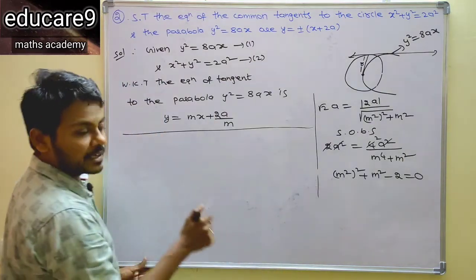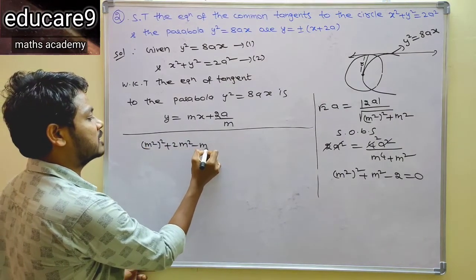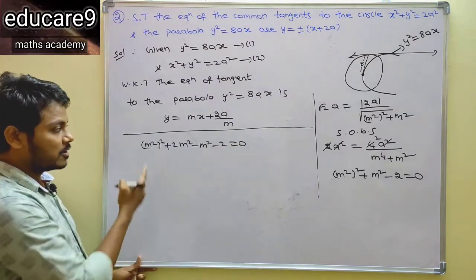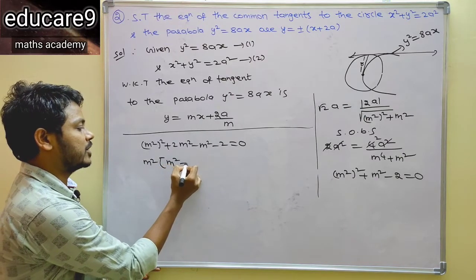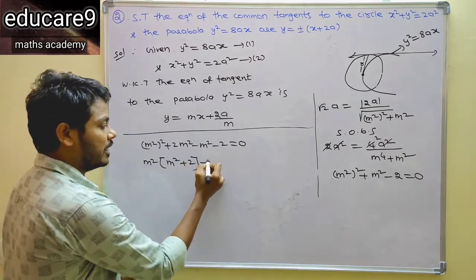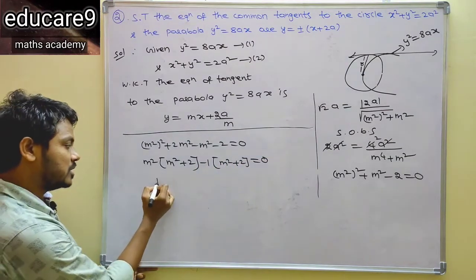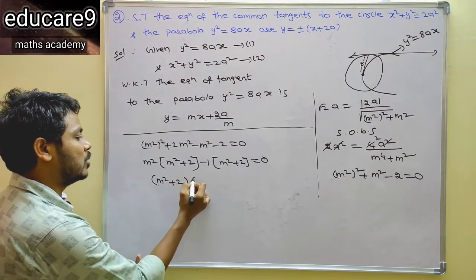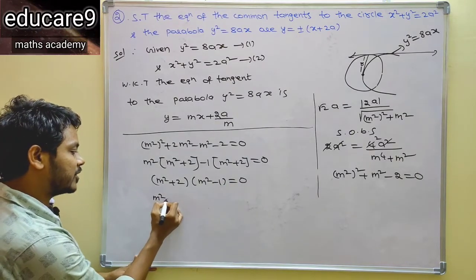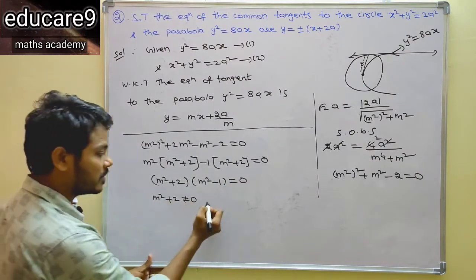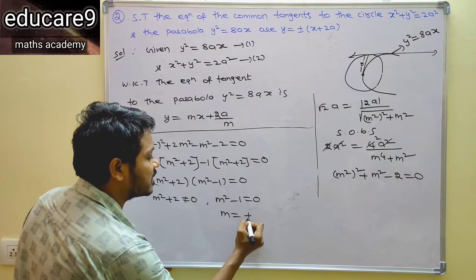So here this can be written as m square whole square plus 2m square minus m square minus 2 is equals to 0. From the first two terms m square is common. You will get m square plus 2. And here minus 1 is common. You will get m square plus 2 is equals to 0. So this is m square plus 2 into m square minus 1 is equals to 0. So clearly m square plus 2 is not equals to 0. So m square minus 1 is equals to 0. So clearly m is equals to what? Plus or minus 1.